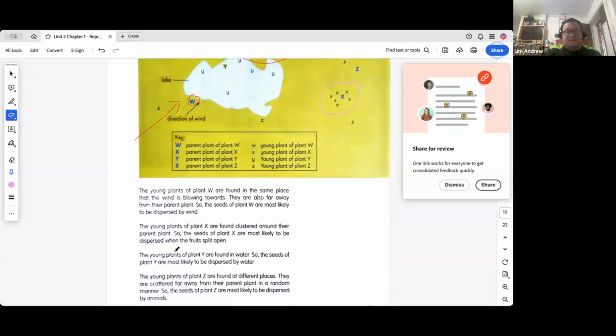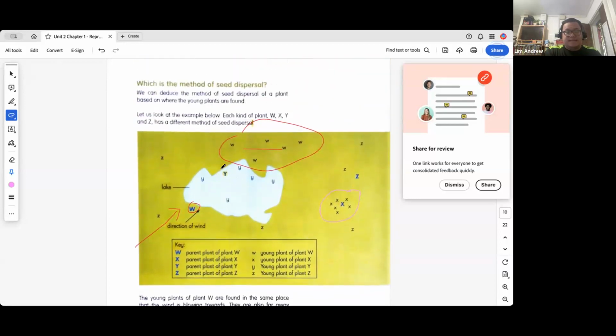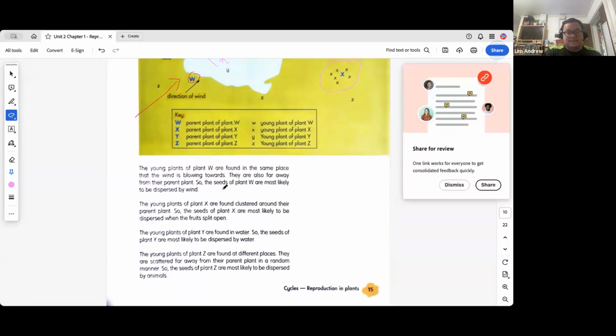Next up, we have Y. Y is in the water here, and the plants of Y are all scattered in the water, so therefore we say that it is the water method. So plant Y is using the water to disperse its seeds.